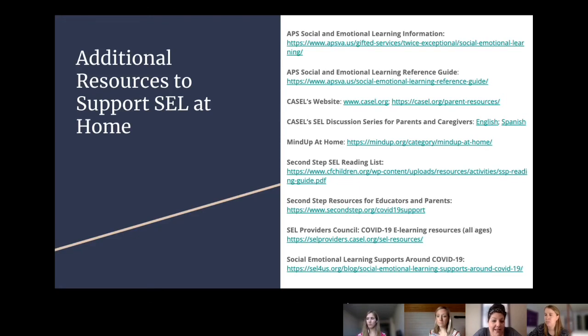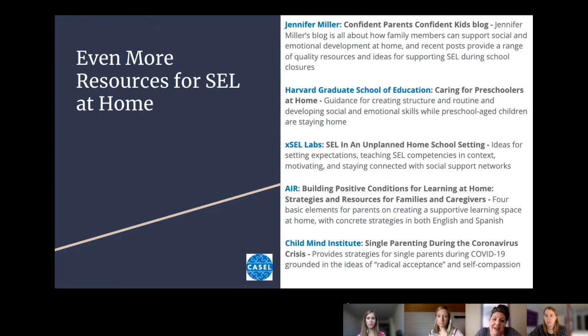These core SEL competencies, when they're prioritized, can help students better understand themselves, understand how to work well with others, increase responsibility and decision-making skills, and just navigate the world in a more effective way. Please refer to these additional resources if you wish to learn more about how to support your child's development of SEL skills at home. And then there are even more resources for supporting SEL in the home environment.